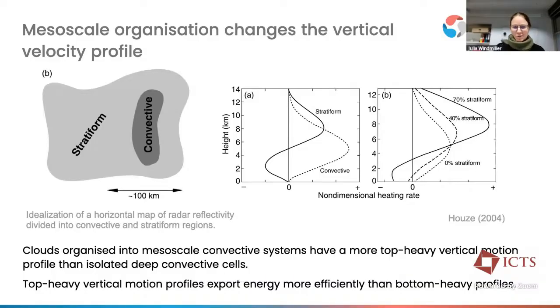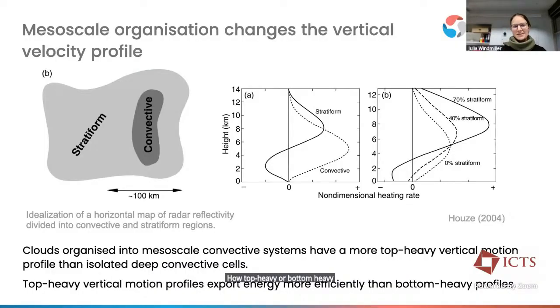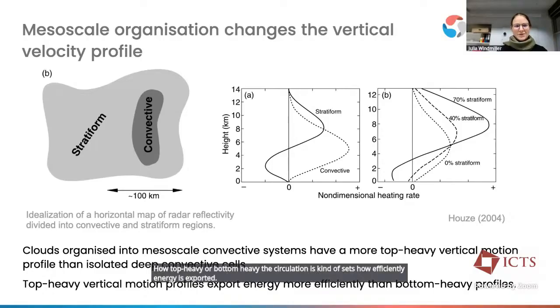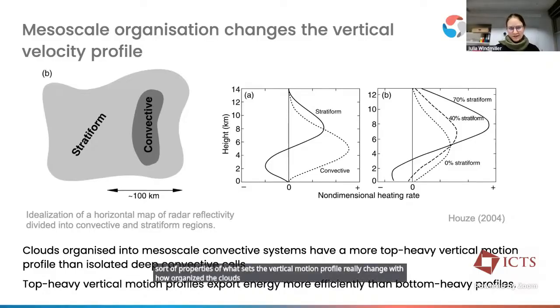And so why is that so important? On the one hand, of course, it's important because stratiform regions will reflect sunlight differently and also trap long-wave radiation differently. But it's also interesting to think of this if you think of the vertical velocity profile, because as we said before, how top-heavy or bottom-heavy the circulation is sets how efficiently energy is exported. And so you can see that the key properties of what sets the vertical motion profile really change with how organized the clouds are on a mesoscale.